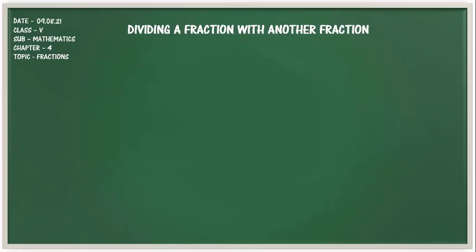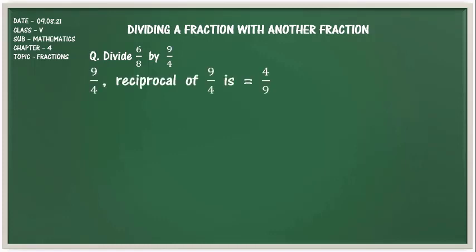So let's see an example. Divide 6 by 8 by 9 by 4. Here we have to divide by 9 upon 4. So what we'll do, we'll take out the reciprocal of 9 upon 4, which is 4 upon 9. Now we'll multiply the reciprocal with the first fraction. So it will be written as 6 upon 8 multiplied by 4 upon 9.